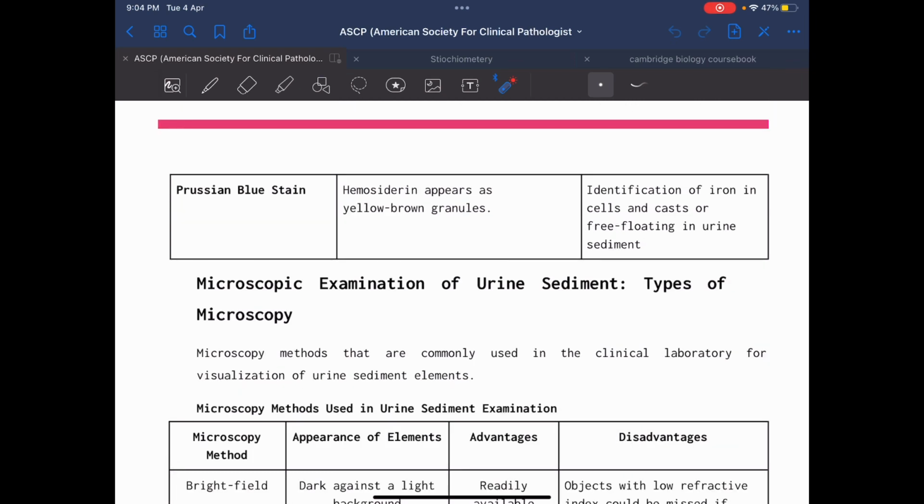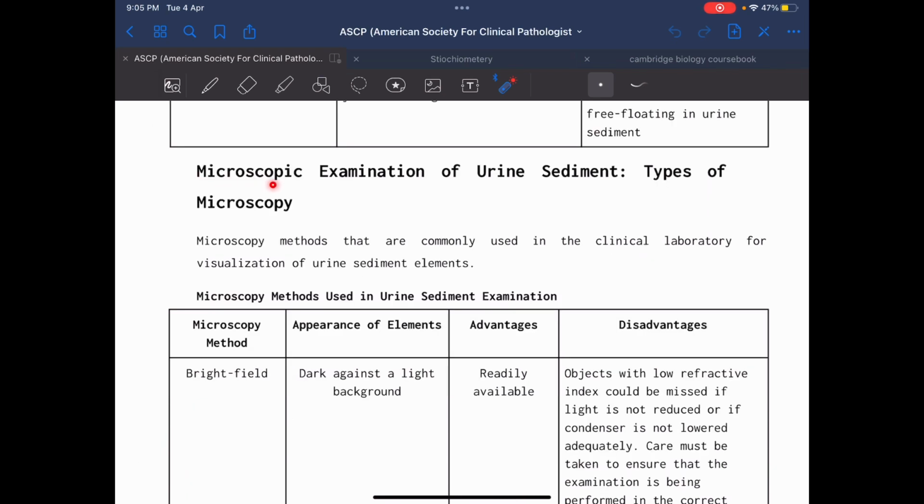The last one, Prussian blue stain. It is hemosiderine, appears as yellow-brown granules. It's used to identify iron in cells and cast or free-floating in urine sediment. So if there is iron in the cells or the cast, or it is free floating in the urine, we can use Prussian blue stain. It will appear yellow brown granules.